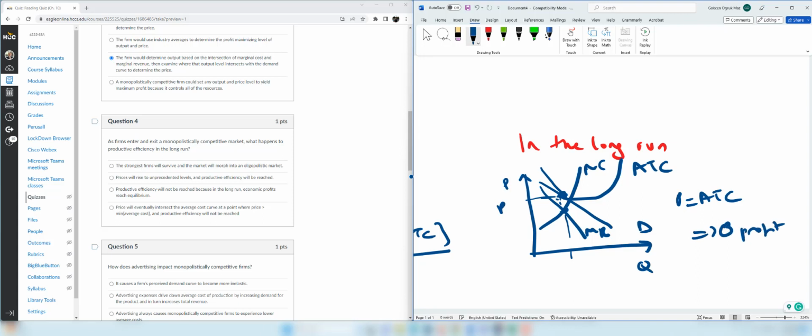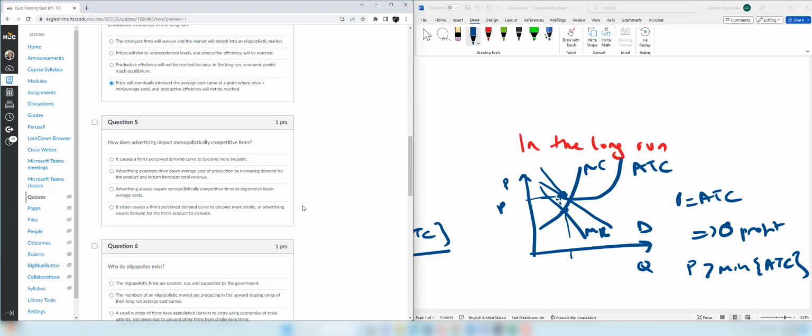But that doesn't mean that we are productively efficient. The reason is price is greater than the minimum of ATC. So perfectly competitive markets are productively efficient, but monopolistically competitive firms are not. We have zero economic profit, but price is not equal to the minimum of average total cost. Therefore, the right answer is this one. Price will eventually intersect the average cost curve at a point where price is greater than the minimum of average cost, and productive efficiency will not be reached.